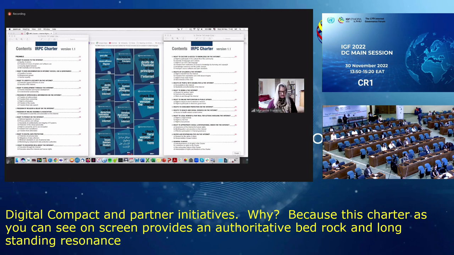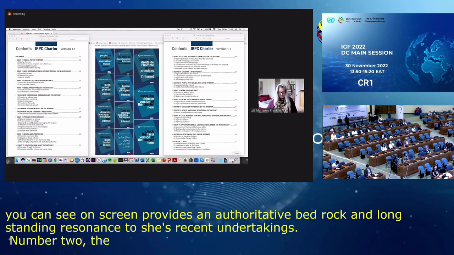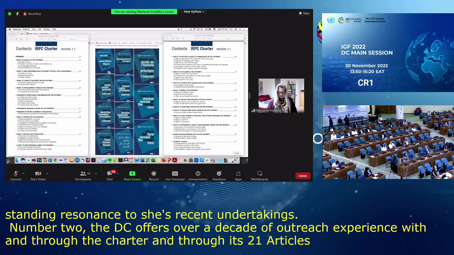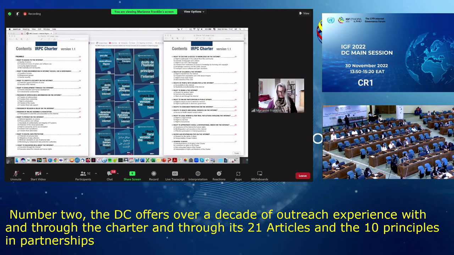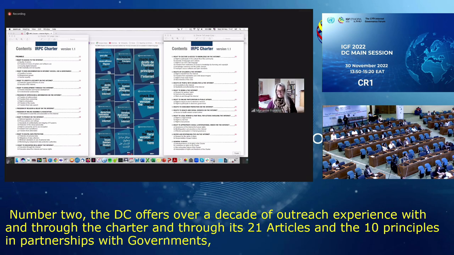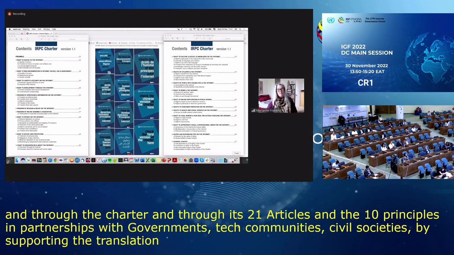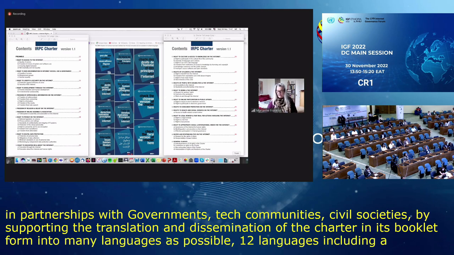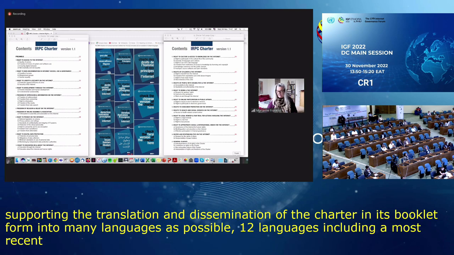Number two, the DC offers over a decade of outreach experience with and through the Charter and through its 21 articles and the 10 principles in partnerships with governments, tech communities, civil societies by supporting the translation and dissemination of the Charter in its booklet form into as many languages as possible, 12 languages, including our most recent Nepalese and Italian, all the world's main languages, and the 10 principles, which are in nearly 30 languages.